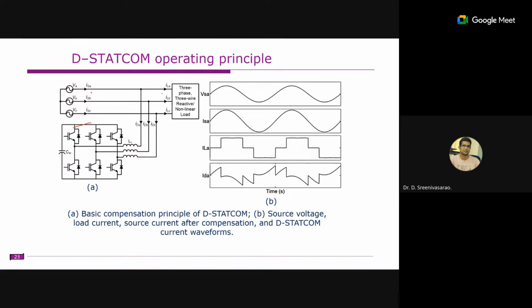If you are connecting this one, we need to control this D-STATCOM such that we make the source current sinusoidal. That means we need to calculate, estimate, or predict the expected source current waveform. To predict that, you need to measure the load currents and analyze them, and we can predict the approximate or nearest waveform, which is nearest to a sinusoidal waveform for the source current.